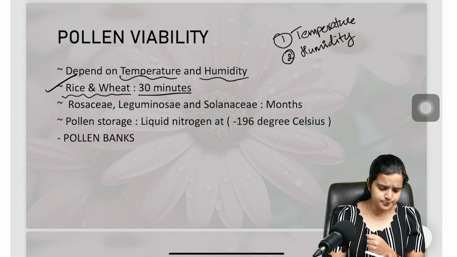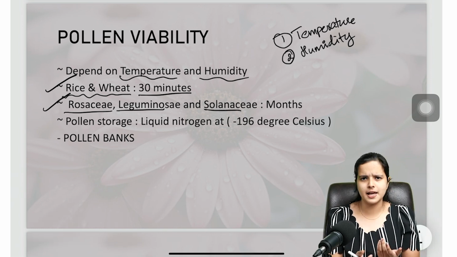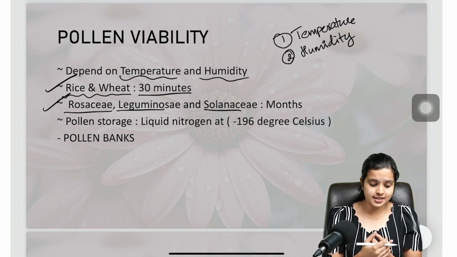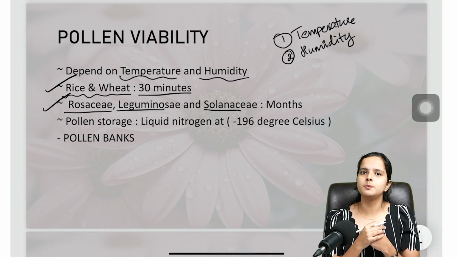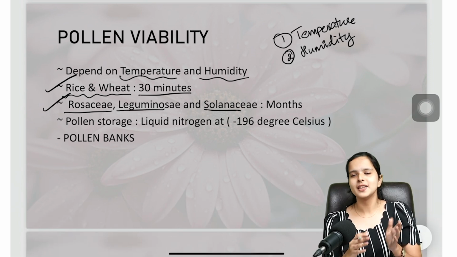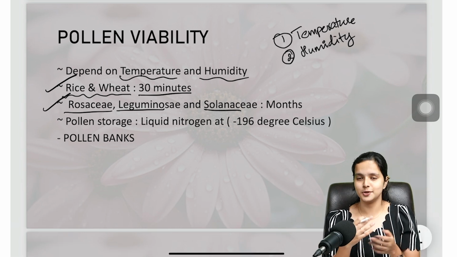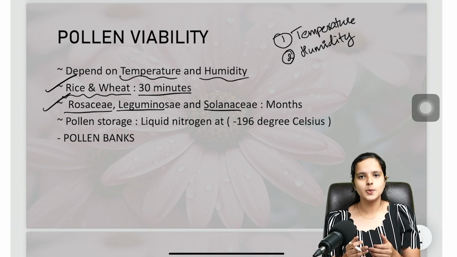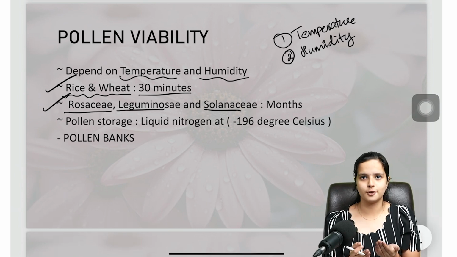But in the case of some families like Rosaceae, Leguminosae, and Solanaceae, these are plant families basically, you can have months. The pollen viability will be a few months. So the pollen can take its own time after releasing from the male plant. It can relax, it can go for a trip and then come back and do whatever it wants, and then go germinate on the female plant, right? It has months of pollen viability.